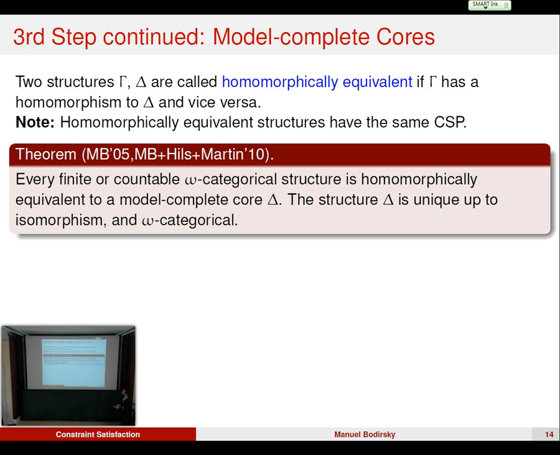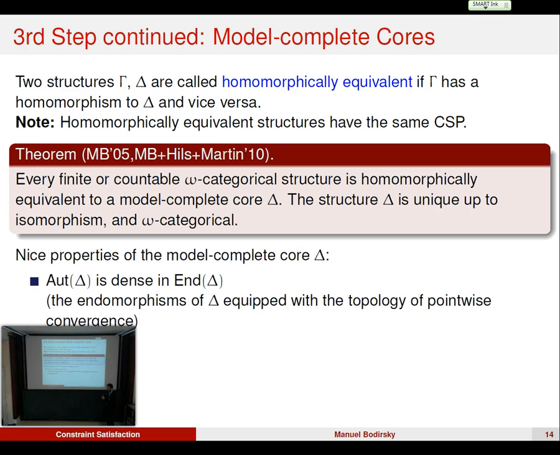This core has very nice properties, and in the following we'll only work with structures gamma that are model complete cores. One nice property is that the automorphisms are now even dense in the endomorphisms. So in some sense, the unary polymorphisms are really determined by the automorphisms already. What is dense with respect to which topology? I'm always working with the topology of pointwise convergence for those objects. And in this structure gamma, the orbits of n-tuples are even primitive positive definable.